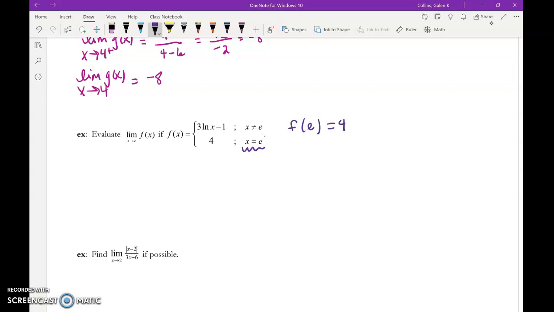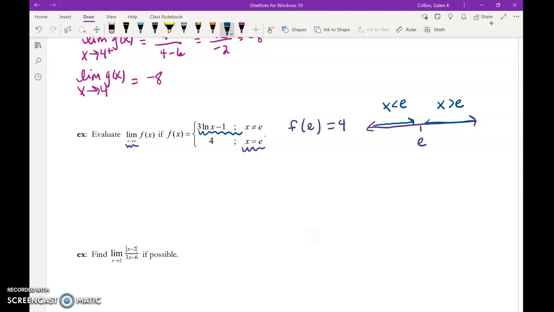But if I want to evaluate the limit as x is approaching e, if we think about where e is on our number line, if I'm approaching e, I'm coming at it from values that are less than e or values of x that are greater than e. So I don't want the value at e, I want to know what's happening to the graph of the function as we're getting closer to e on either side.